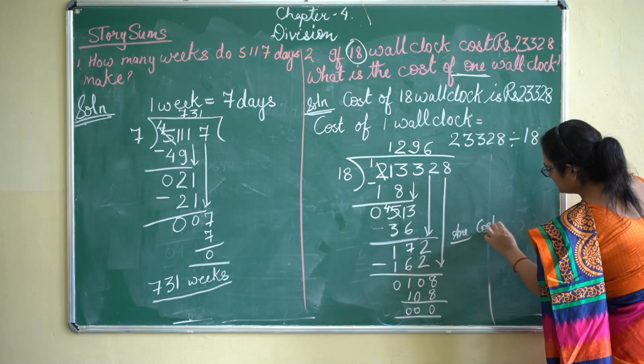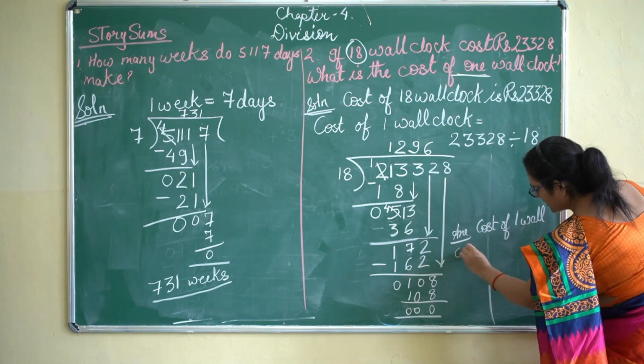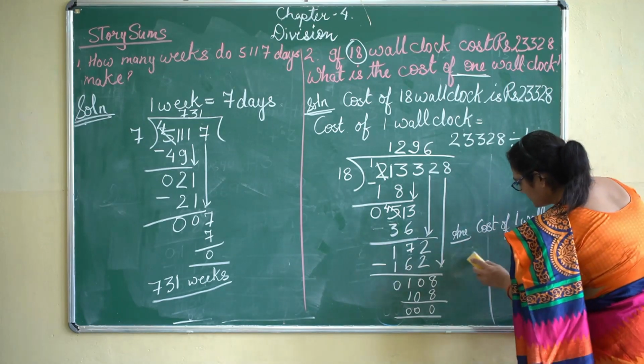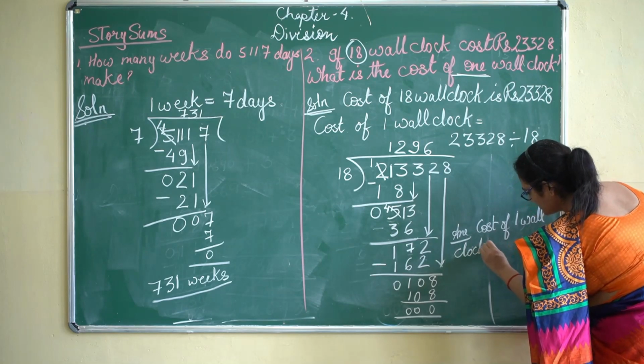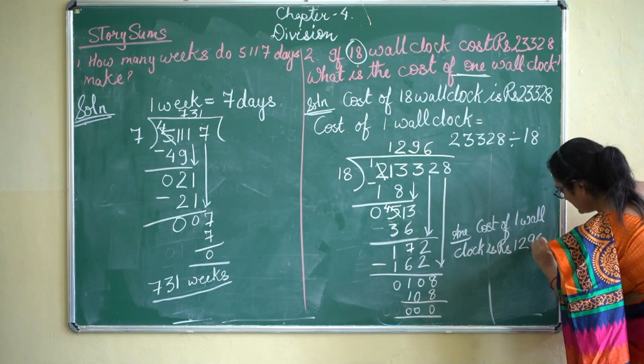Cost of one wall clock is rupees how much? 1,290.